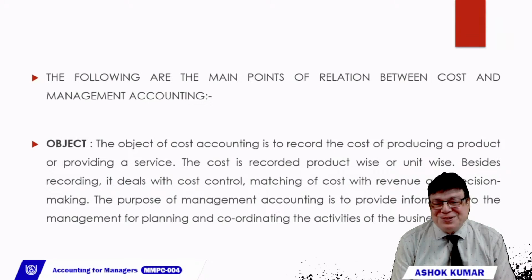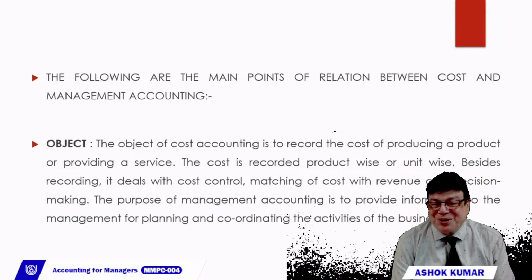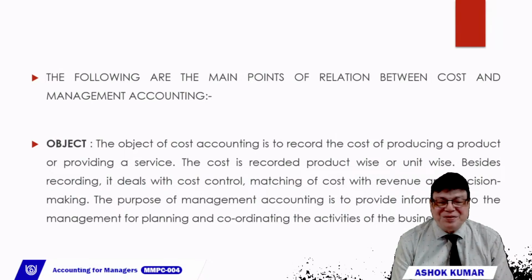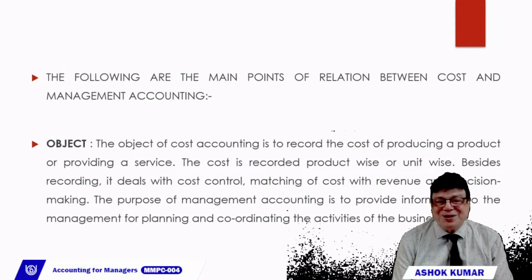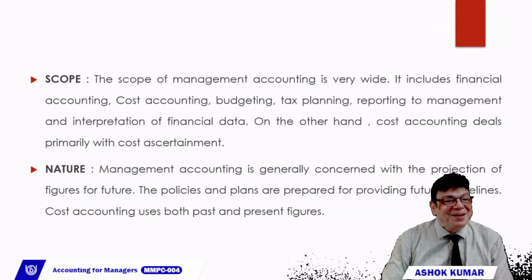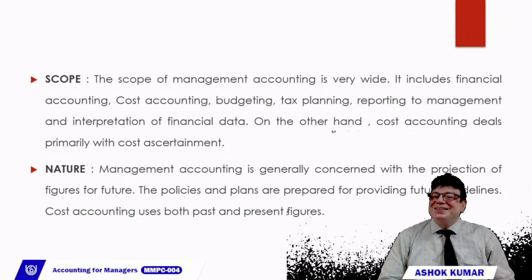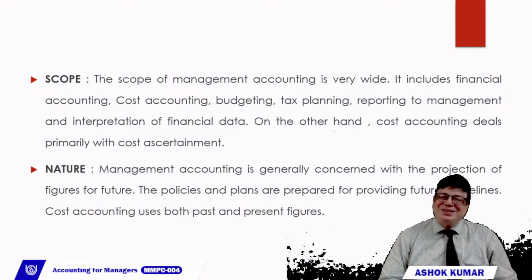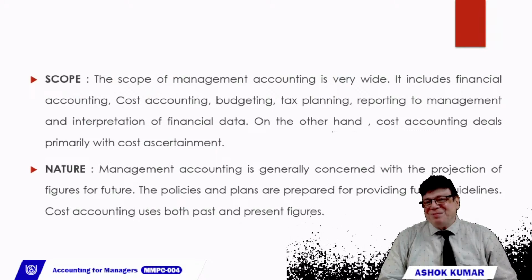The management will look for the expansion of the unit or any particular product which is having good sale. So they will increase the production of that product. And if the sale of a product is not much, they will reduce the production of that particular product. Next is scope. The scope of management accounting is very wide. It includes financial accounting. They will see the profit and loss account, trading account, balance sheet.